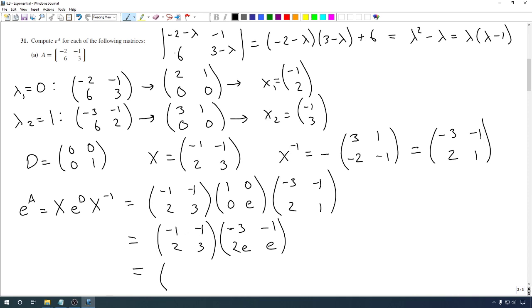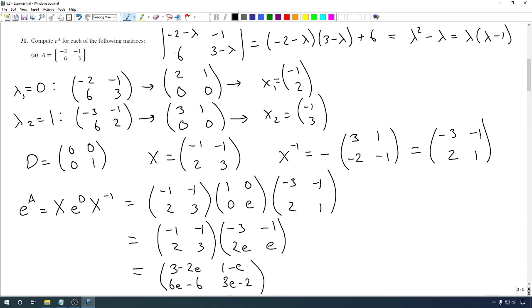We have the row by column, so we actually have a 3 minus 2e. Then we have that row times that column, so we have a 1 minus e. Then we have row by column, so we have a negative 6, then plus 6e. I'm going to put the 6e first. And then finally we have a negative 2 plus a 3e. Again, I'm going to put the 3e first.